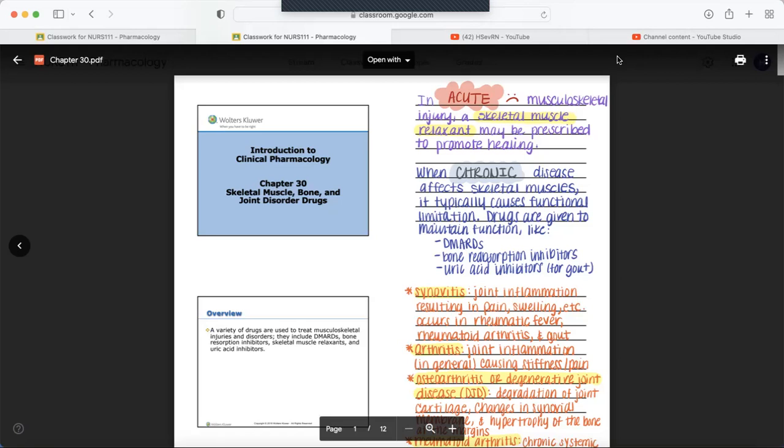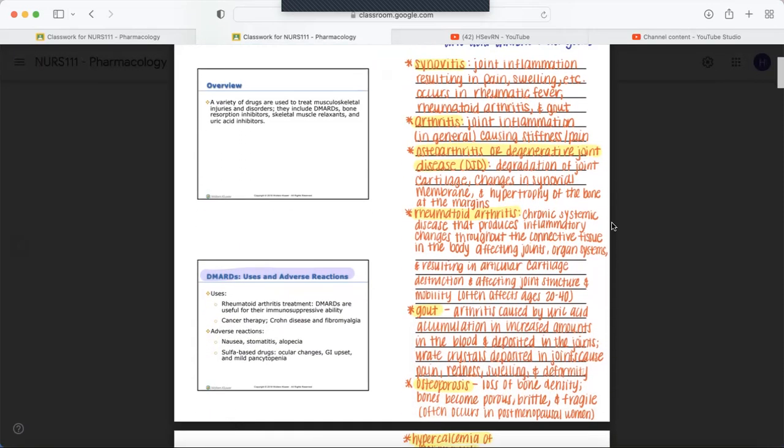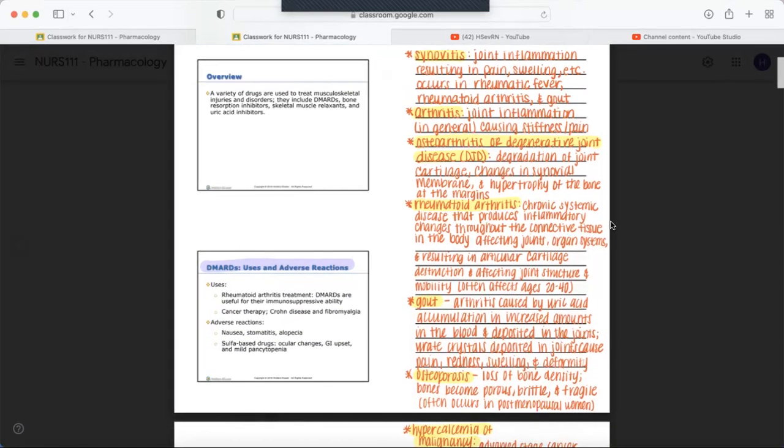Okay. So what can we give for people with chronic issues if we're not going to give skeletal muscle relaxants? Well, we can give DMARDs, disease modifying agents. We can give bone reabsorption inhibitors if it's something like osteoporosis. And we can give uric acid inhibitors for diseases or disorders like gout, right? So let's talk about some of these issues that can result from dysfunction of our musculoskeletal system.